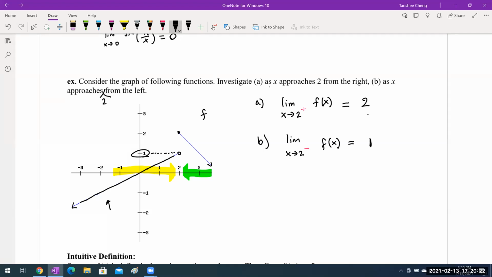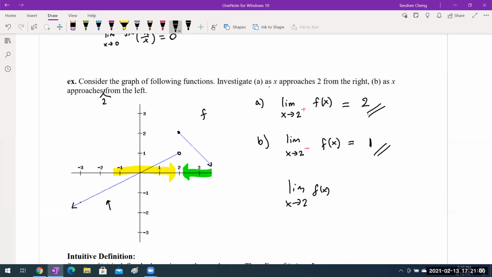So now you can see that from the left-hand side and the right-hand side, the limit values are what? Not approaching the same number. So therefore, the limit as x approaches 2 of the function does not exist. And we will talk more about it later on with the definitions and stuff. Okay. So this is the idea of limits, how to find the limit value from the graph.